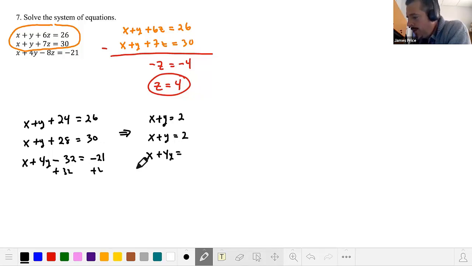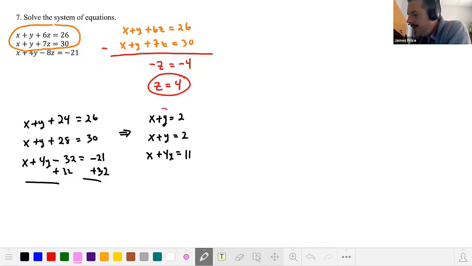So what do we get? We get x plus 4y, and then it should be a 32. And so negative 21 plus 32, what is that? Is that 11? It's positive 11, right? So if you take off 10, that's 22, another 10, that's 12. Yeah, positive 11.